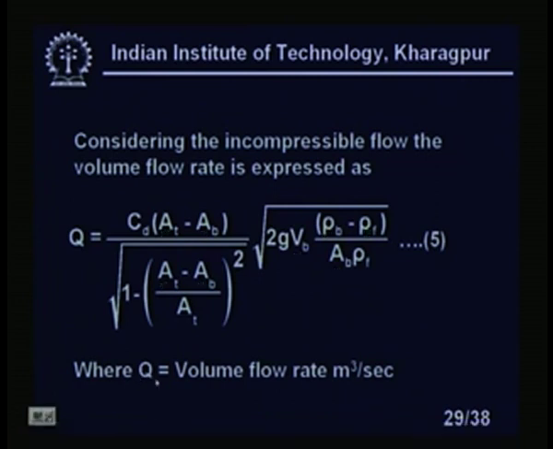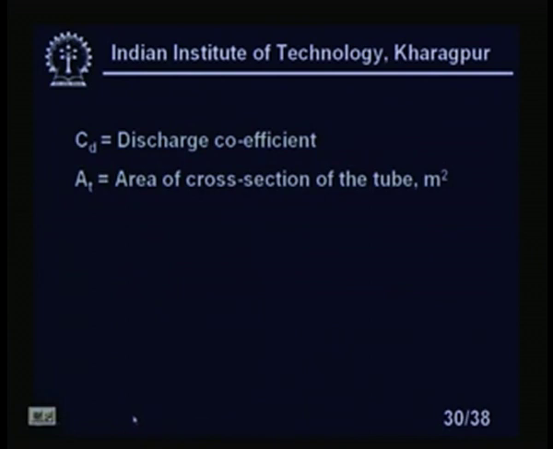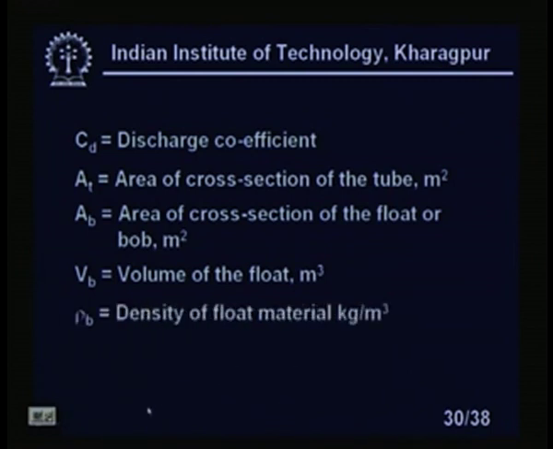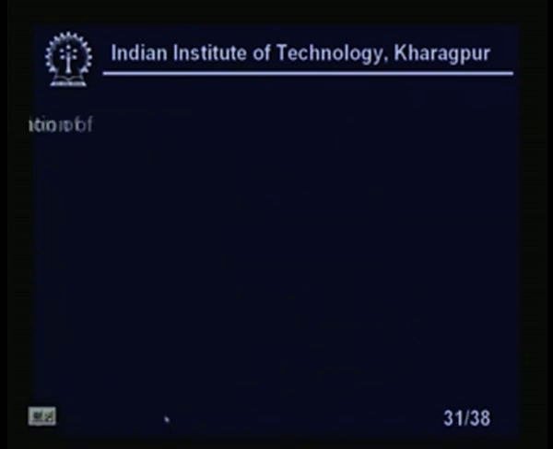Let us look at them. Q is the volume flow rate in meter cube per second. CD is the discharge coefficient. AT is the area of cross section of the tube in meter square. AB is the area of cross section of the float or the bob in meter square. VB is the volume of the float in meter cube. Rho B is the density of the float material in kg per meter cube, and rho F is the density of the flowing fluid in kg per meter cube.